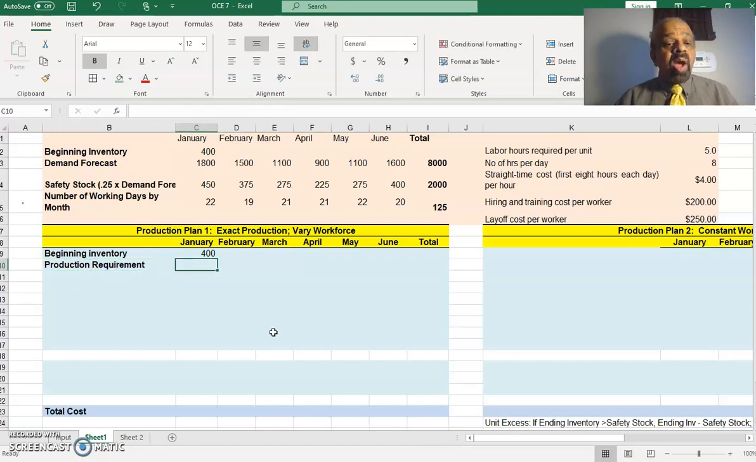The production requirement is going to be equal to three things. One is the beginning inventory, the demand forecast. This is what I'm demanded of. I need to produce this. And then I have safety stock. So let's look at what is safety stock.